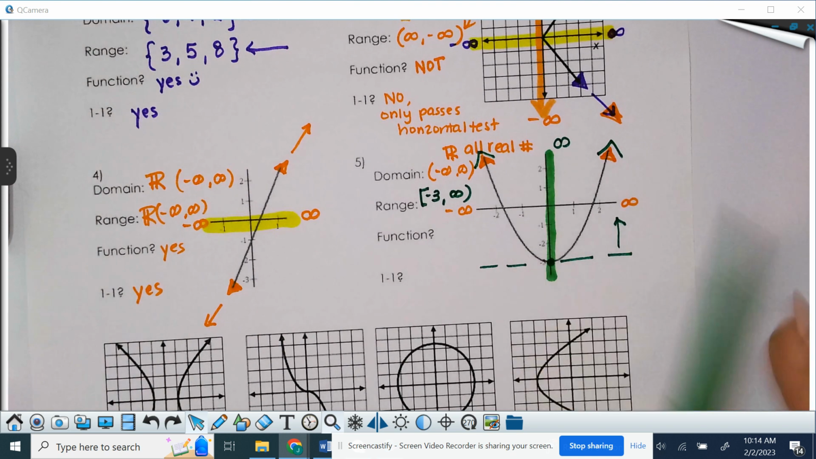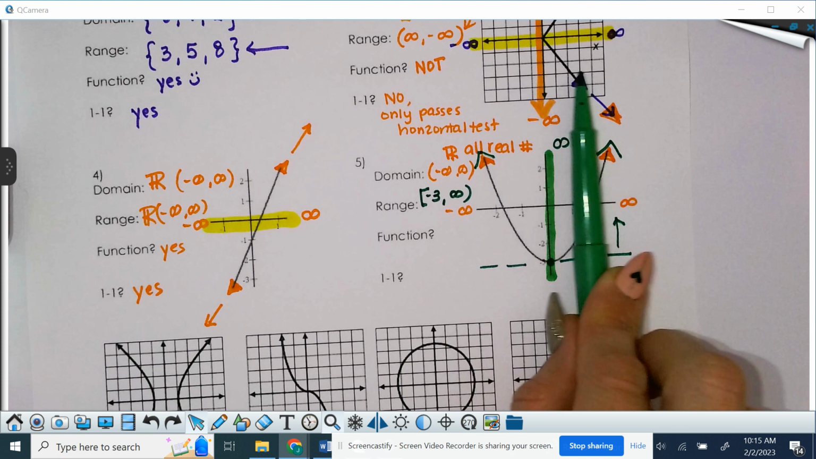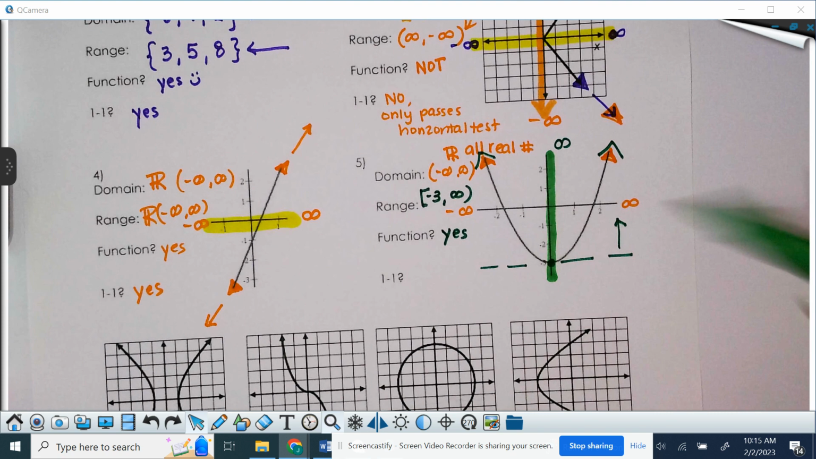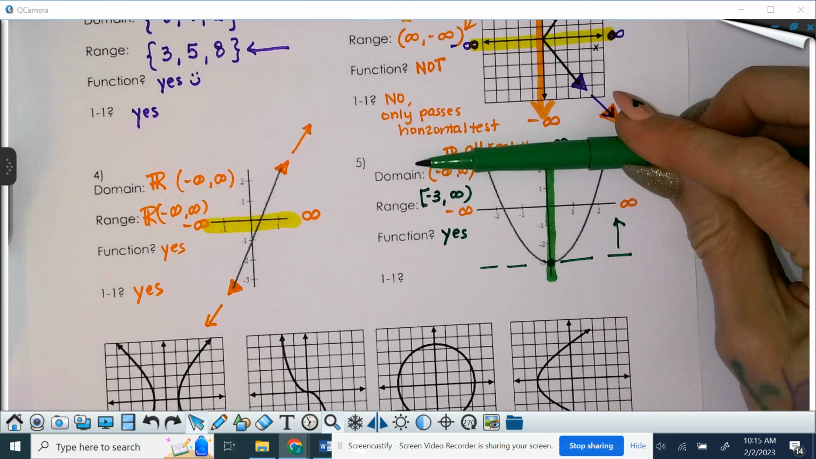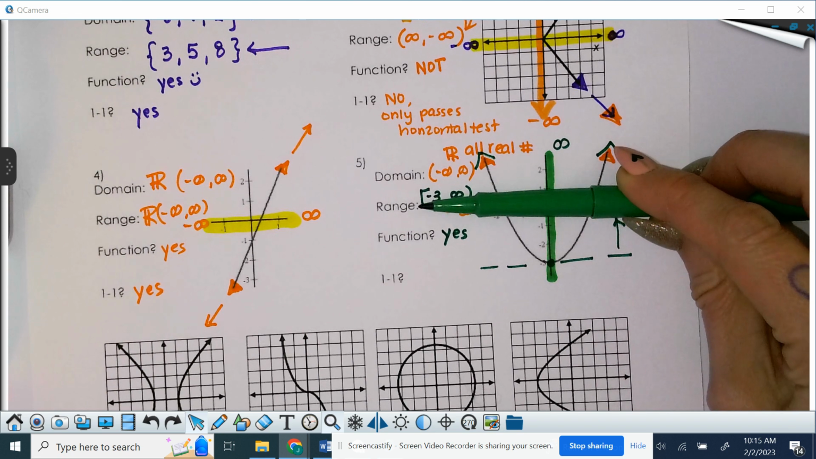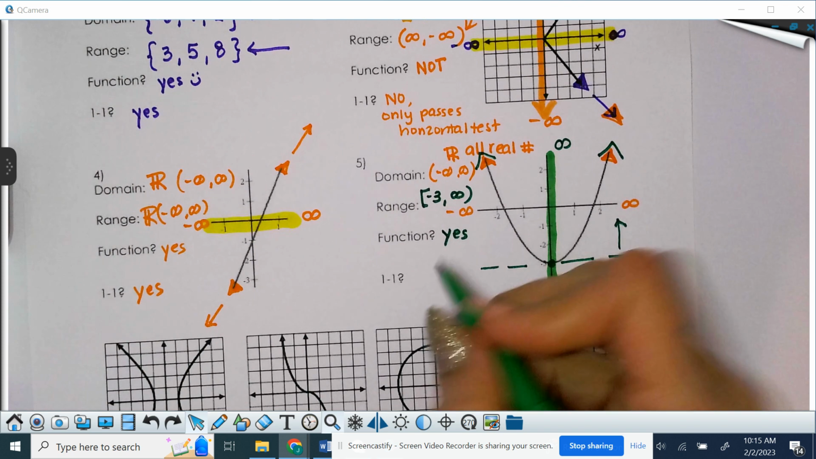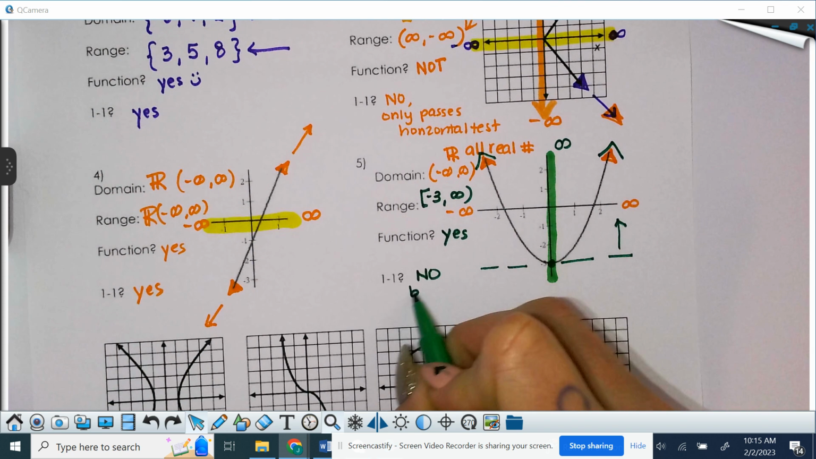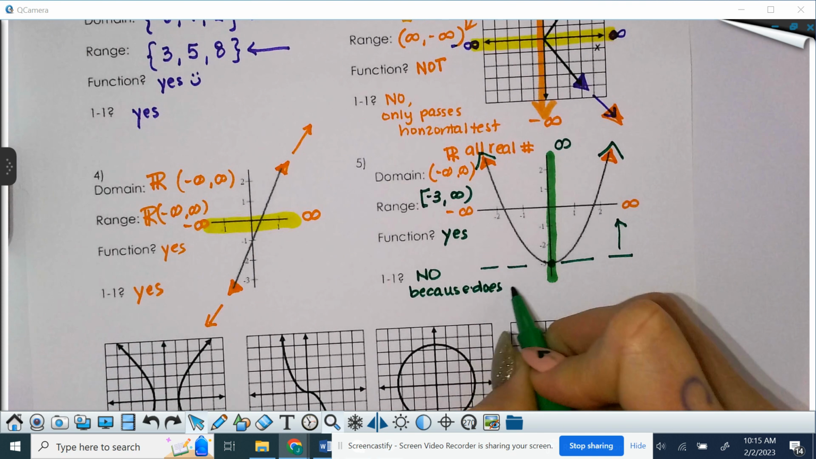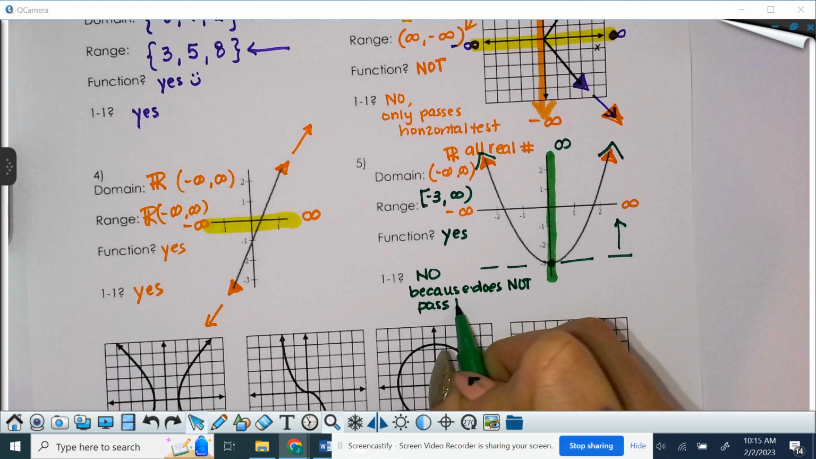Is it a function? So that's the vertical line test. Going this way, do the x values repeat at any point? That's a no, so yes, it is a function. Is it one-to-one? Does it pass a horizontal line test? That means none of the y values repeat. As you see, it's a quadratic, so we're touching multiple times all the way down. So no, it is not one-to-one because it does not pass the horizontal line test.